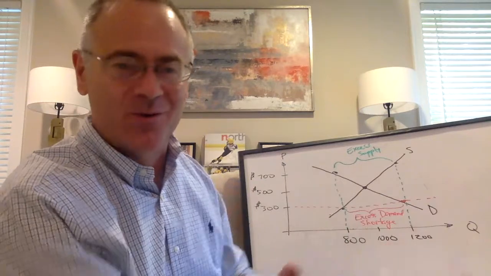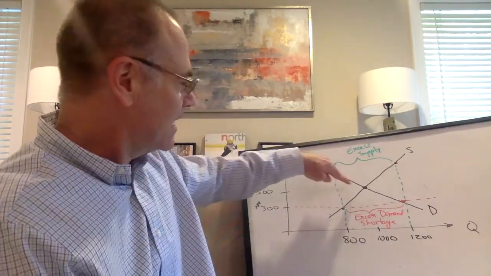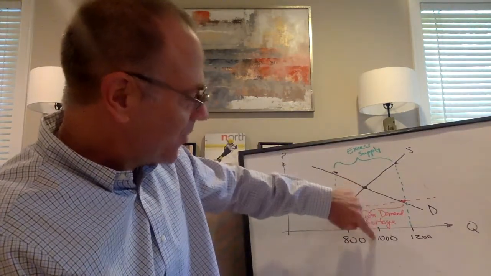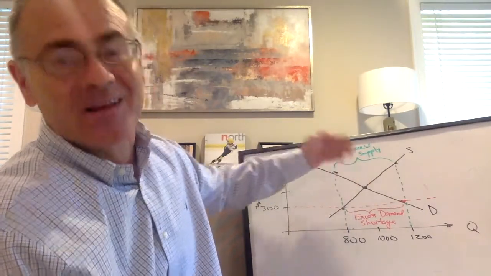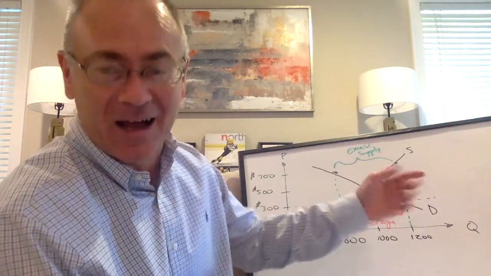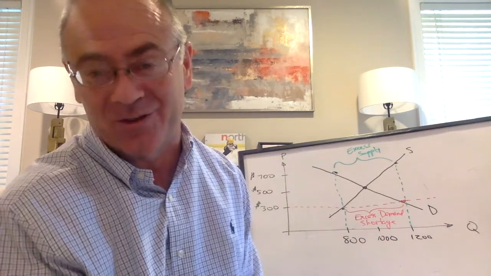They keep on doing that. They keep undercutting each other's price until eventually, once they get to $500, the number of guitars people are willing to supply would go down to 1,000. And if that price is 500, the number of guitars people are willing to buy is also 1,000. We say that the market clears when that happens.